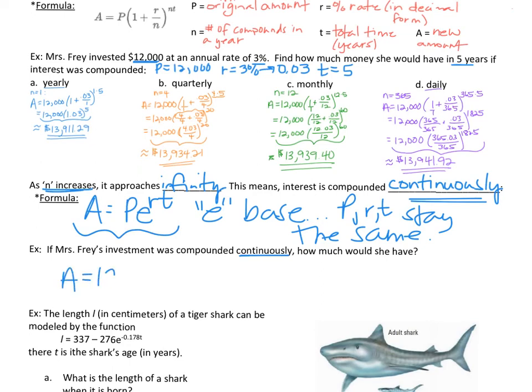Our original amount is $12,000. Our base is E, so we don't change that at all. We're going to actually type E in on our calculator. Here's where we have to be careful with our exponent. R is our rate, so that's 0.03, and T is time, so that's 5. We're going to multiply those two together, and that would give us 12,000 times E. 0.03 times 5 would be 0.15. So we'll actually raise it to the 0.15 power.